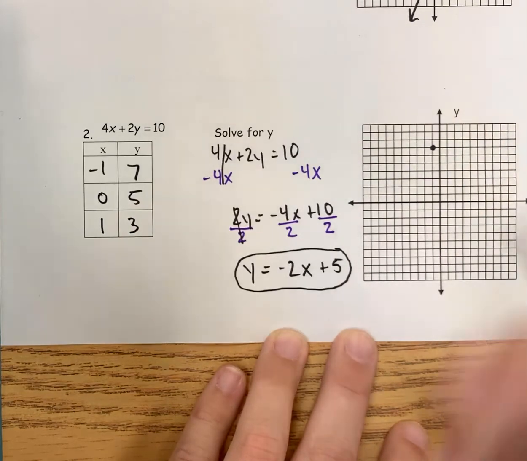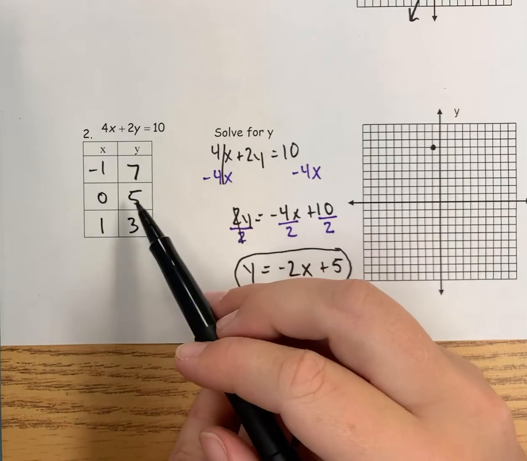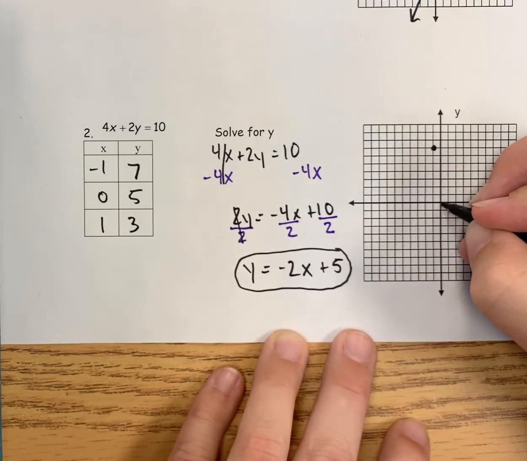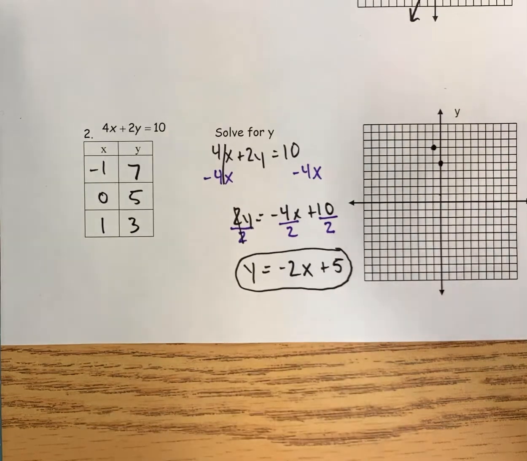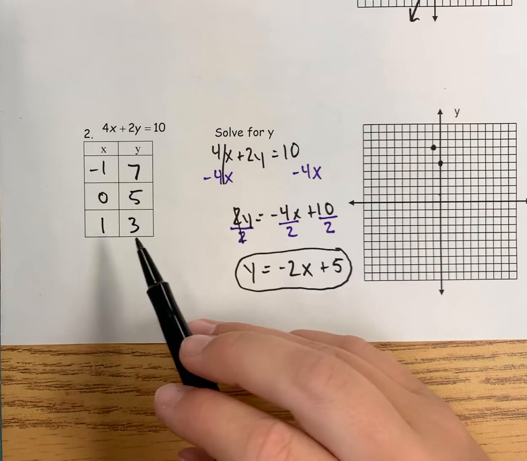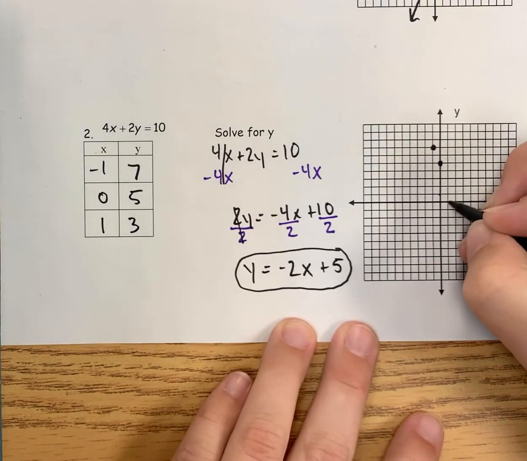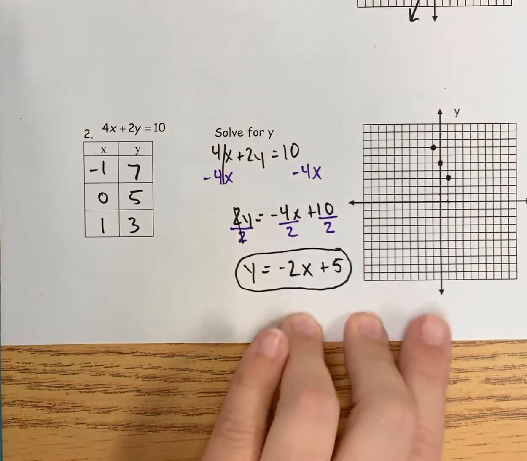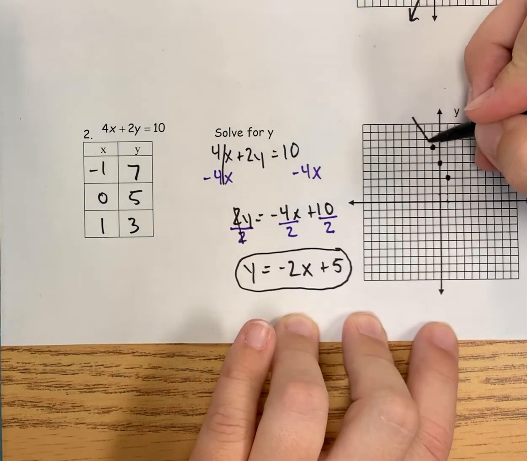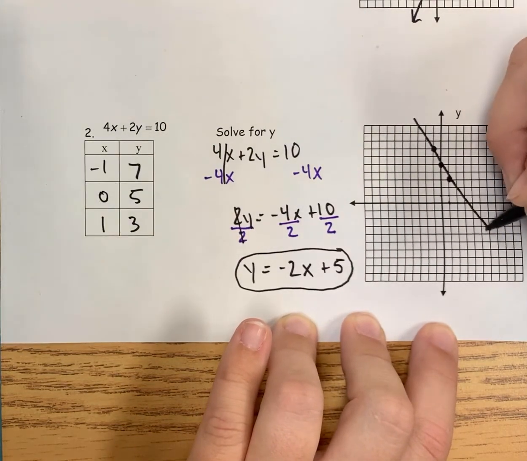Right there. The next point is 0, 5. So you want to start at 0, and then you want to go up 5. And then last but not least, we have the point 1, 3. So you're going to go right 1 and then up 3. And again, once you have your points, you can go ahead and draw your line.